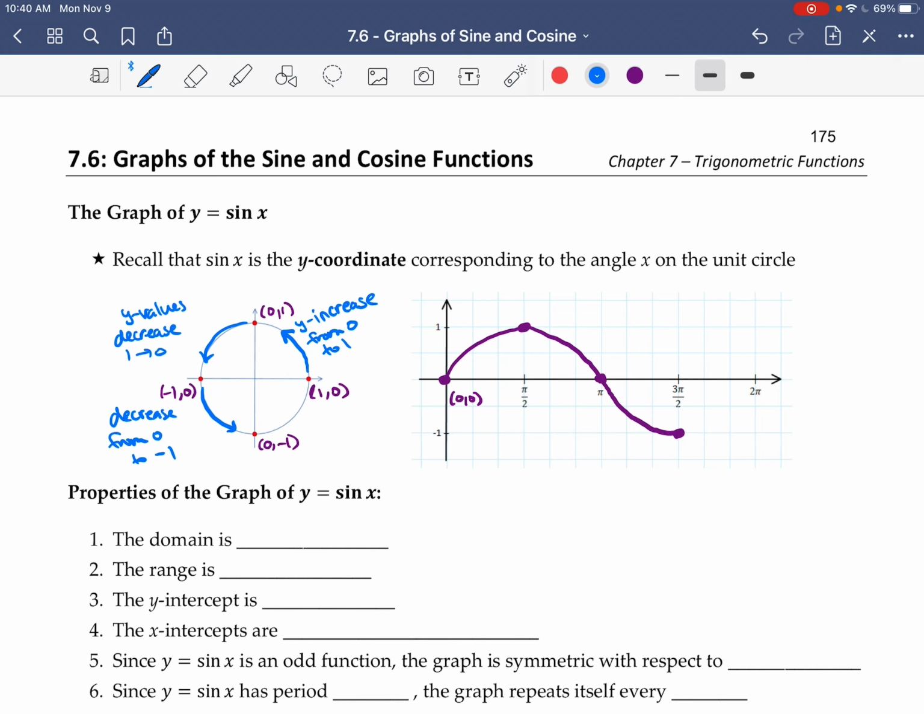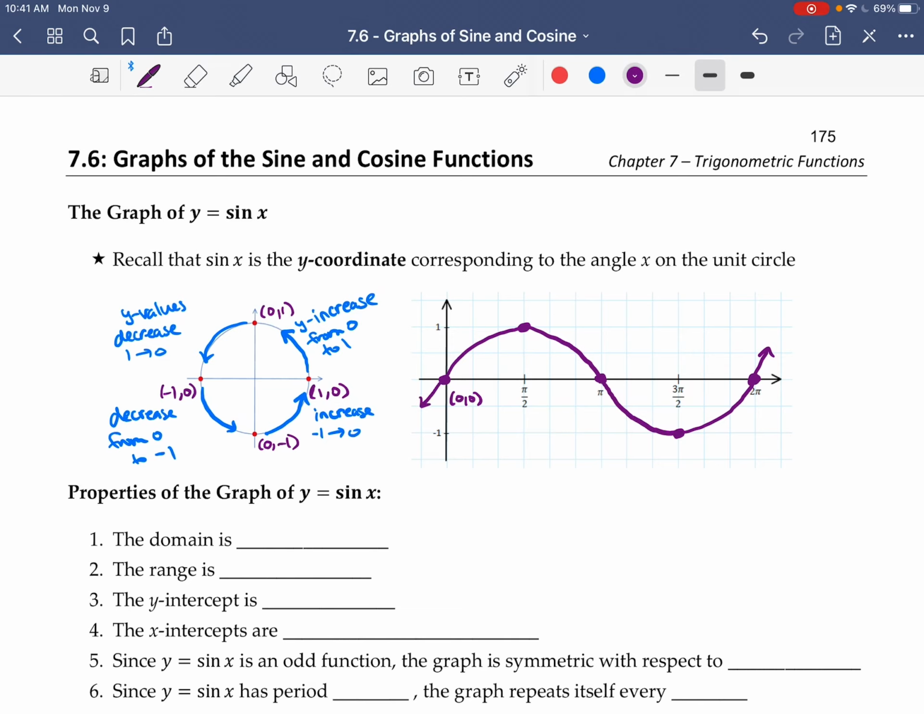Okay, finally, as I go from 3 pi by 2 around to 2 pi, now the y values are getting bigger again, so they go from negative 1 back to 0. So at 2 pi, I'm at 0 again, and they increase until they get there. Okay, and then it continues on in this fashion.